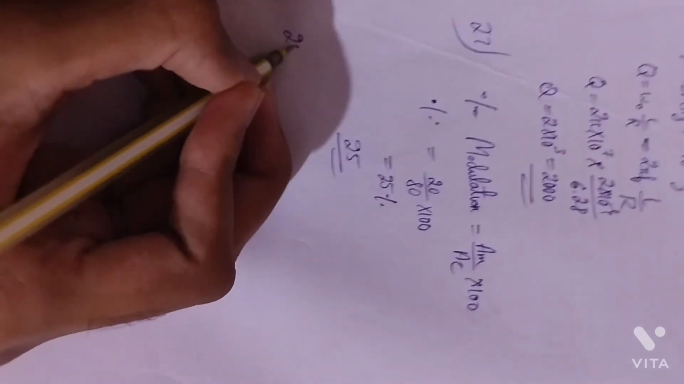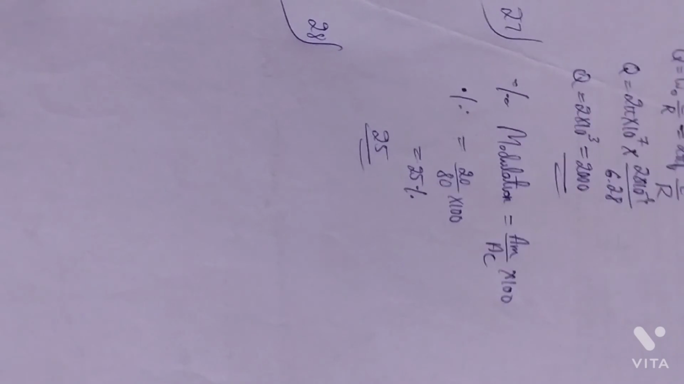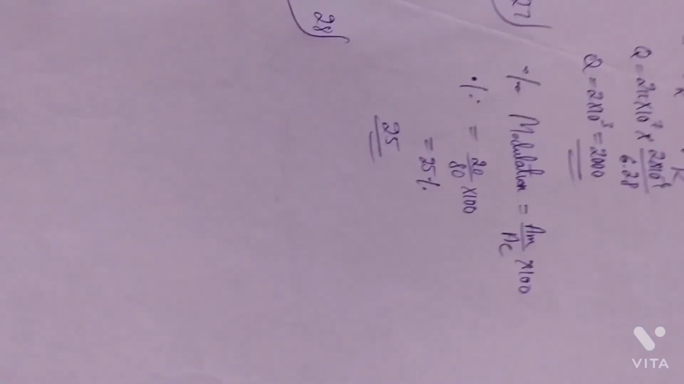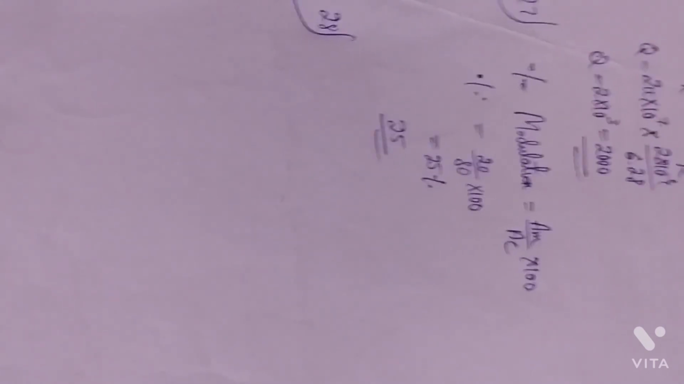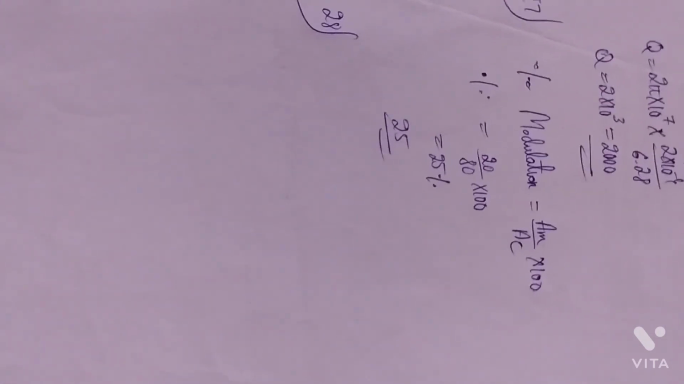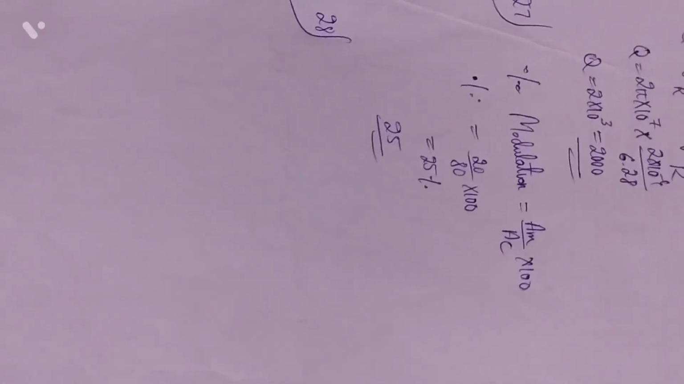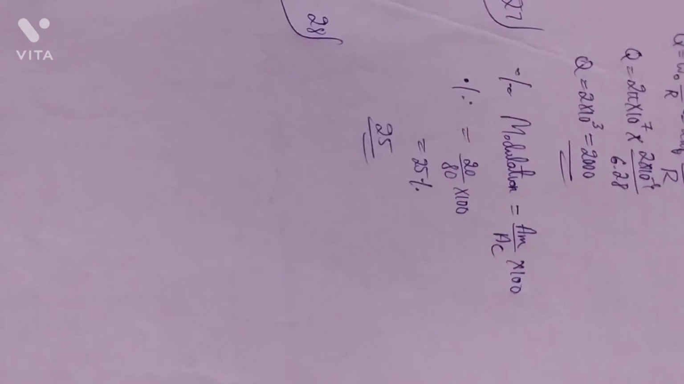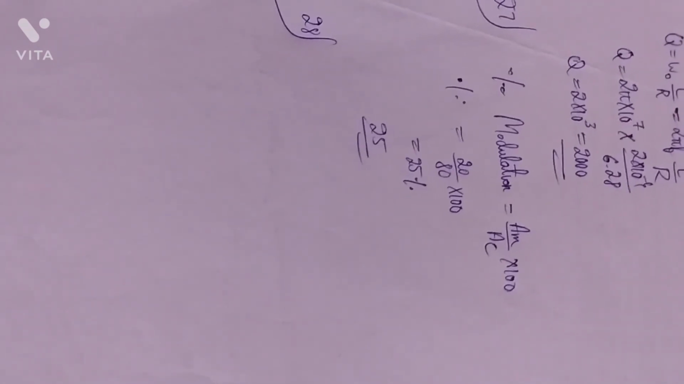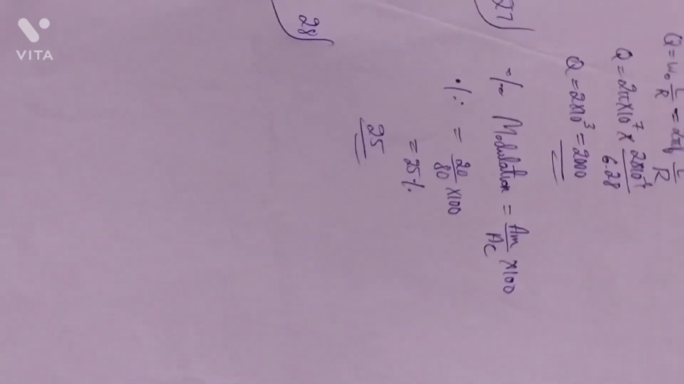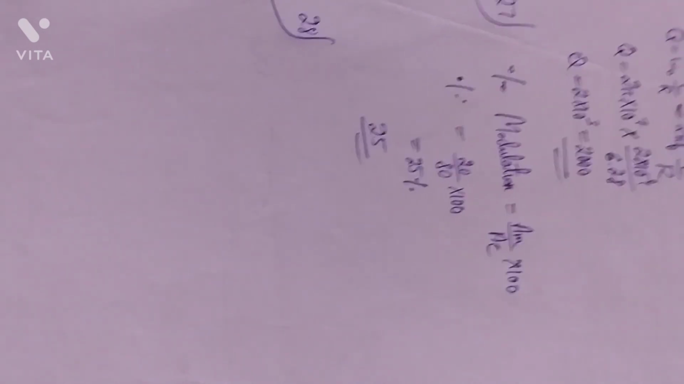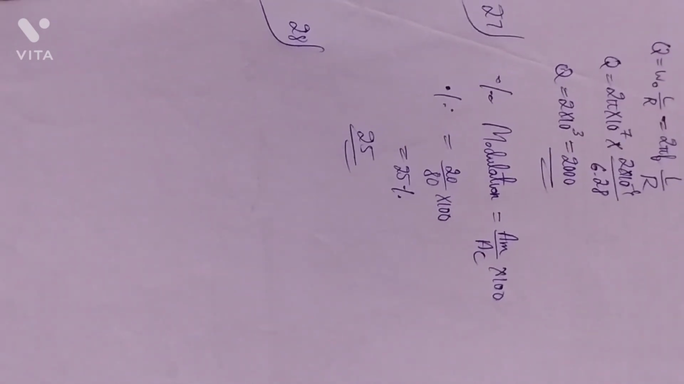So 28th question, they have given a circuit, where in this connection with a circuit drawn below, the value of current flowing through 2 kilo ohms resistor is. So we have to find the current passing in 2 kilo ohm.